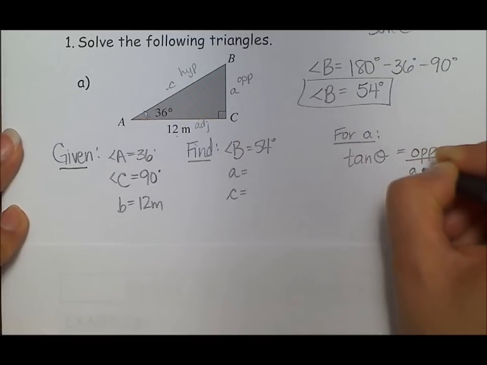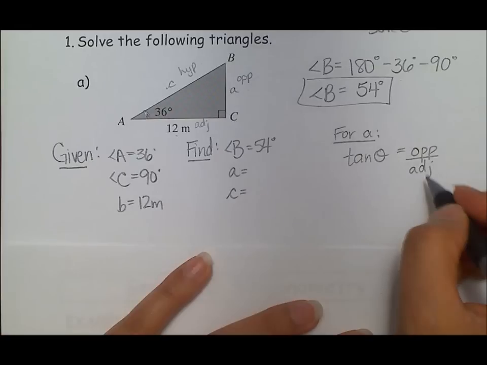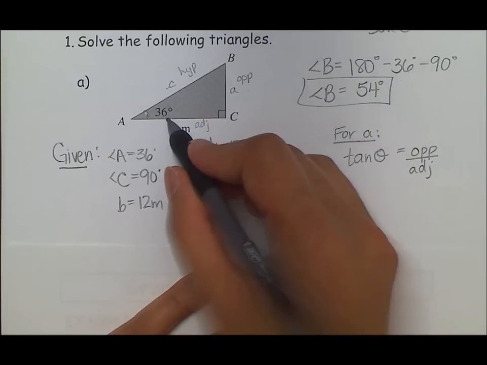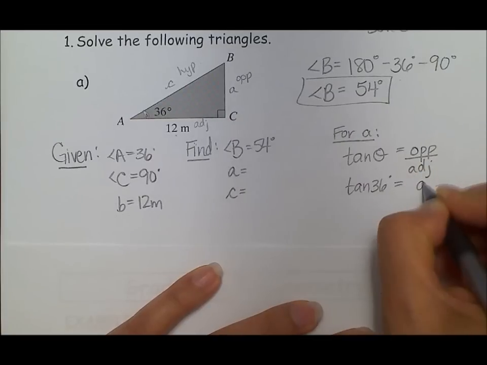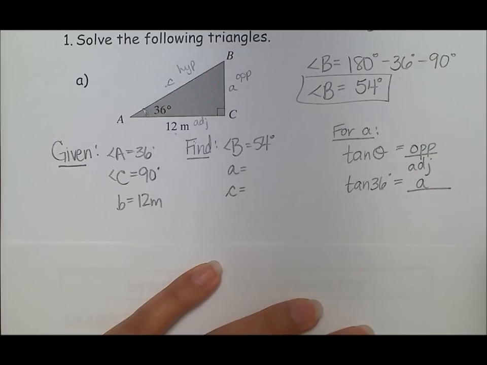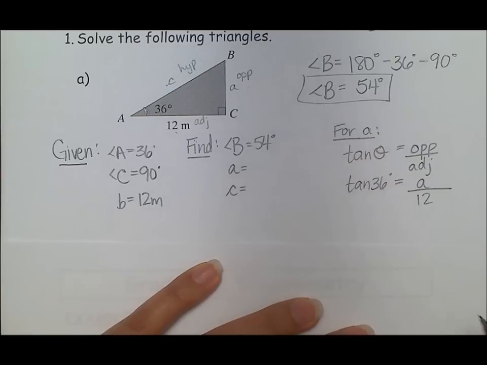And so I'm going to plug in the information that I know. I know the angle is 36 degrees. I know the opposite side is A, which is what I'm solving for. And I know the adjacent side is 12. And I can solve for A.